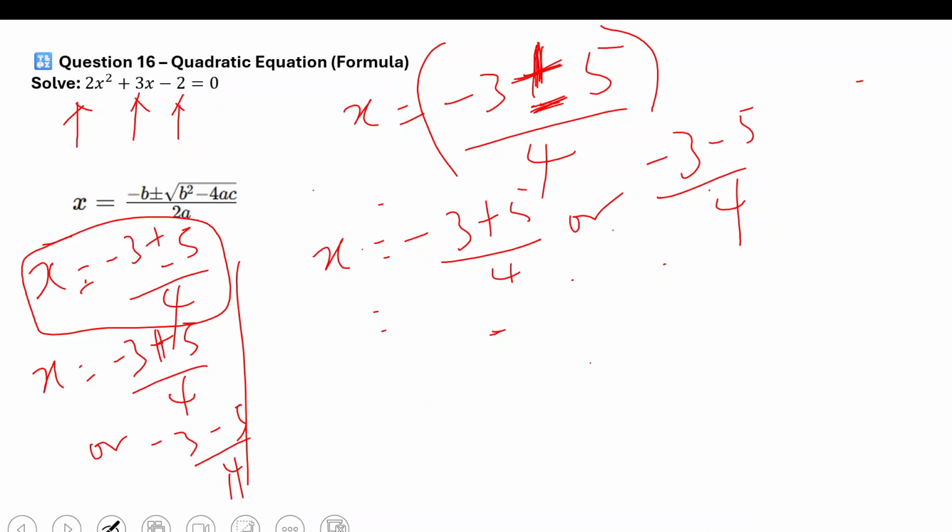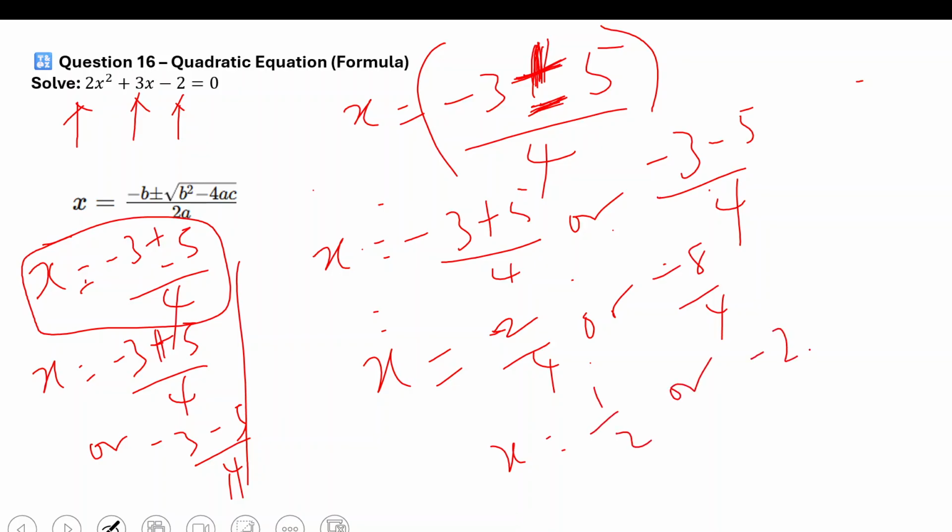So for the first expression we go with plus, for the second expression we go with minus, right? So we'll solve that independently. x equals minus 3 plus 5 is 2 over 4, or minus 3 minus 5 is minus 8 over 4. So x is either 1 over 2 or minus 2. That's the solution.